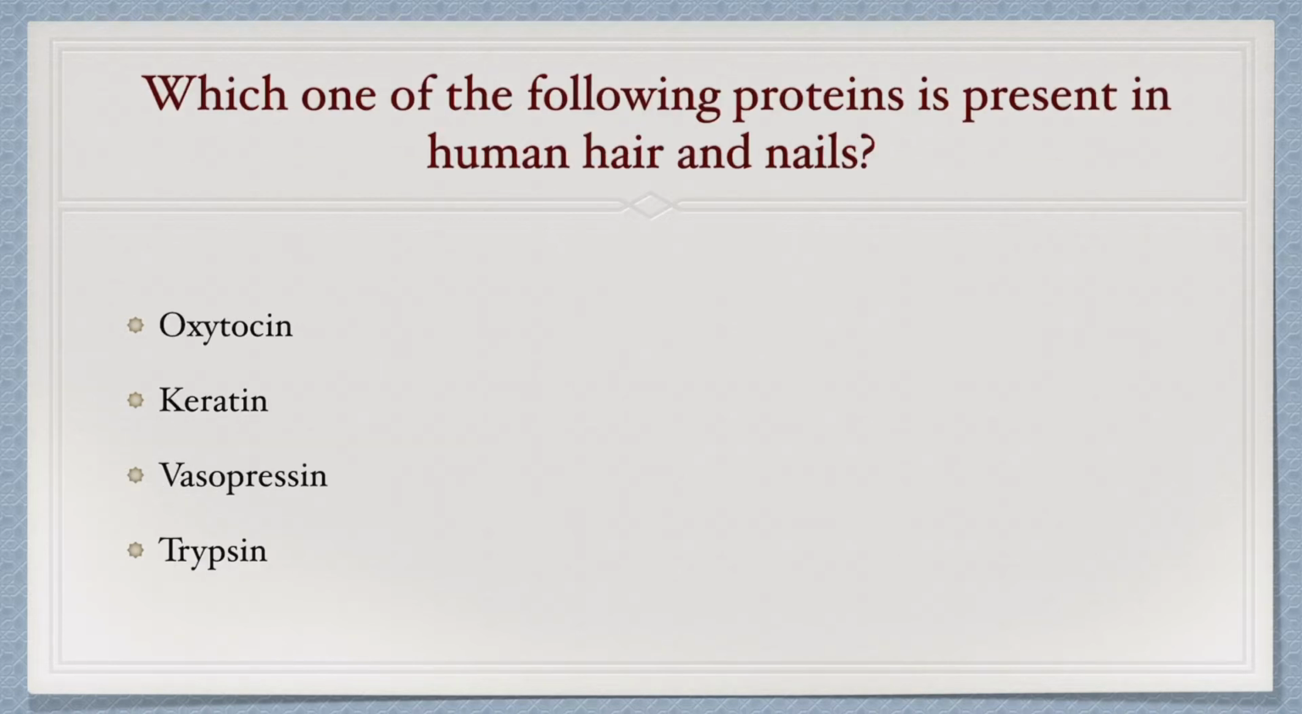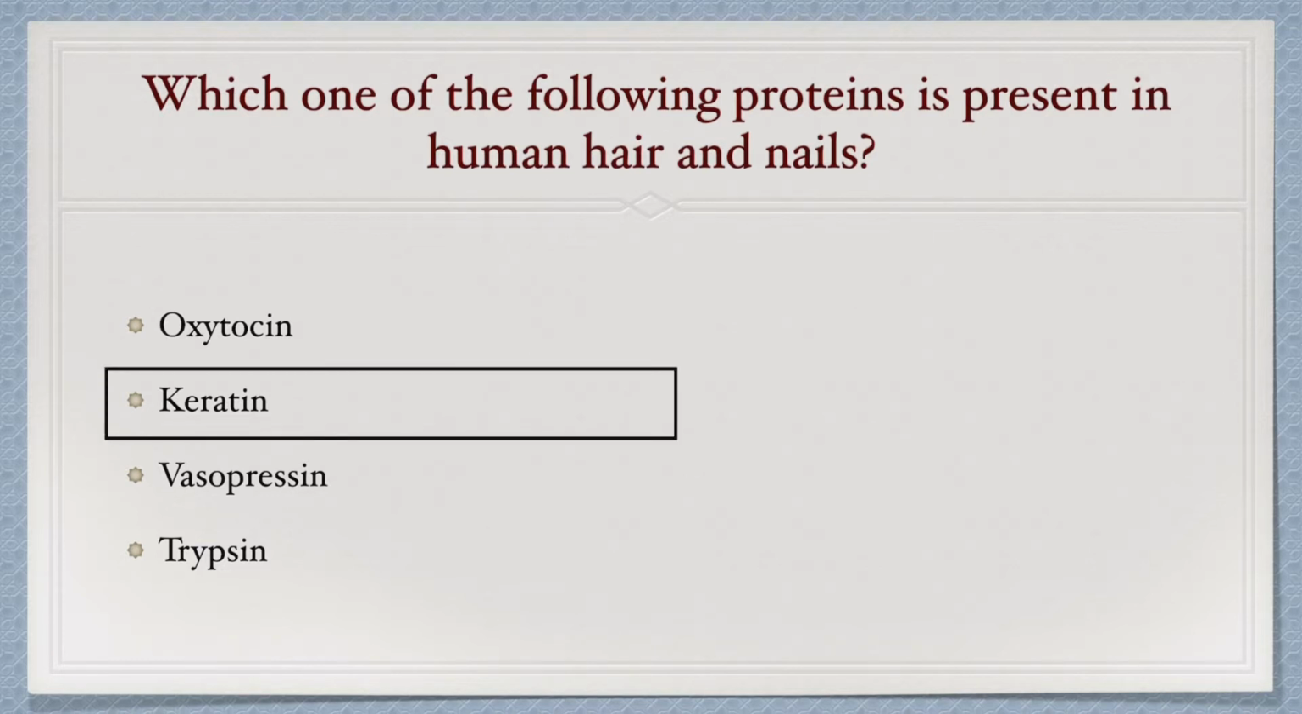Next question is: which one of the following proteins is present in human hair and nails? So keratin is an extremely strong protein that is a major component in skin, hair, nails and teeth. So the second option will be correct.